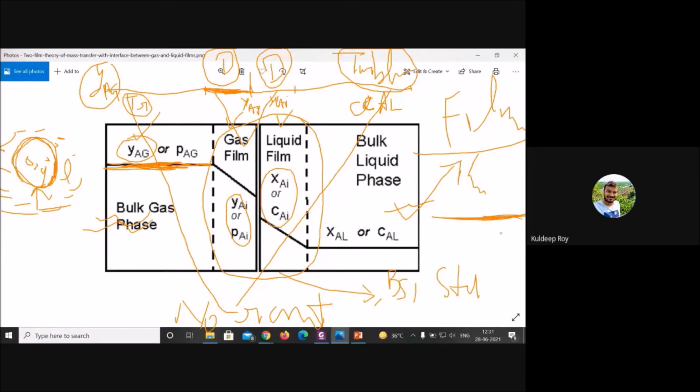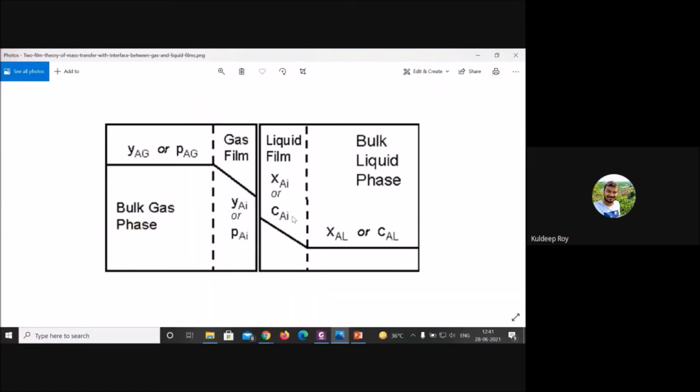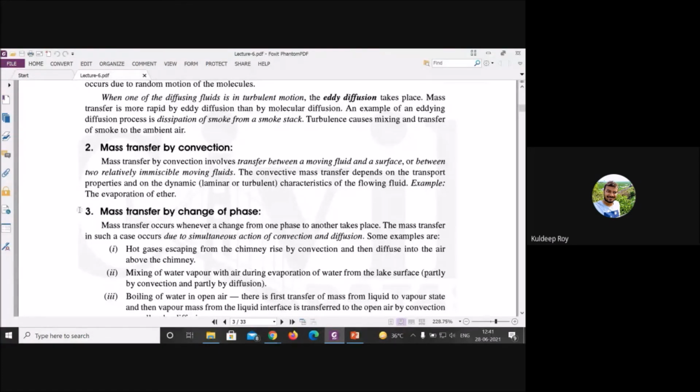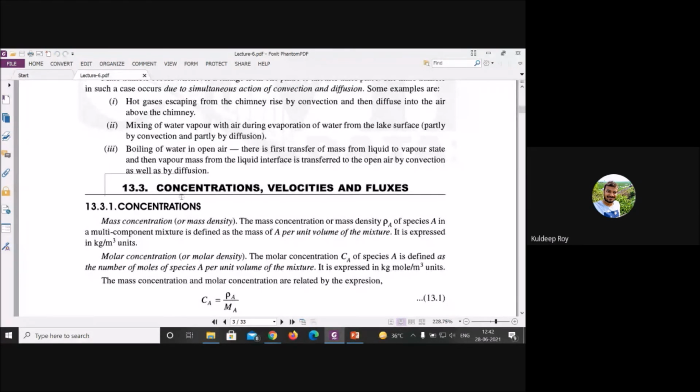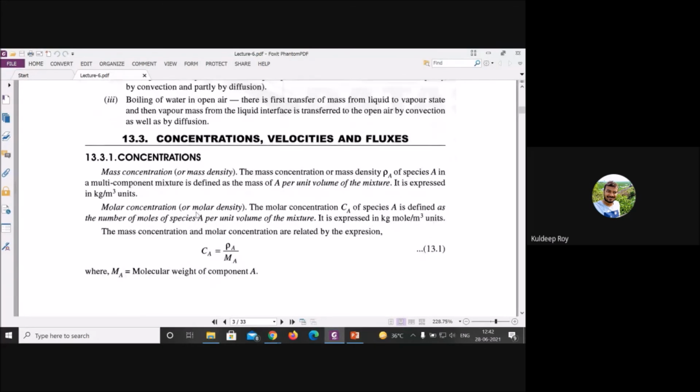Now we will move ahead. We have got a little bit of idea how that mass transfer will occur, and mass transfer will occur due to phase change. Of course, if you're talking about boiling and evaporation, both are modes of mass transfer. Now all these concepts that we are discussing, like concentration, velocity, and flux, are required to determine and quantify. These things are very fundamental.